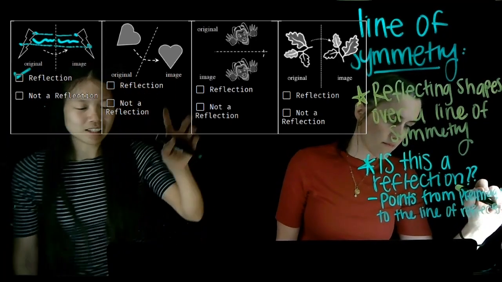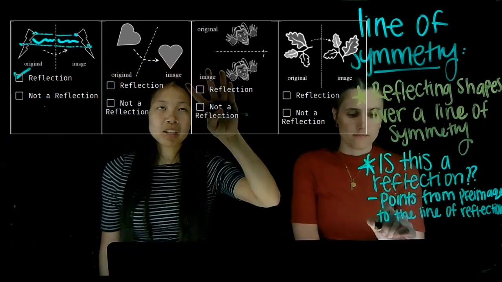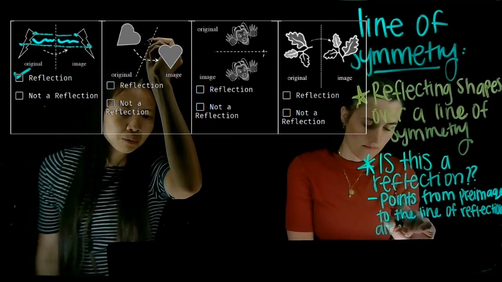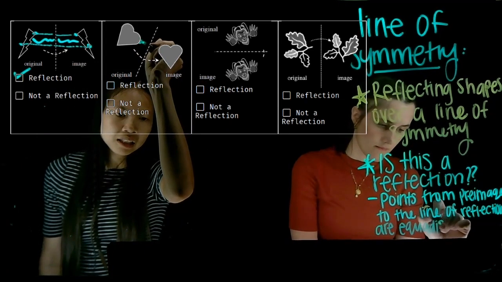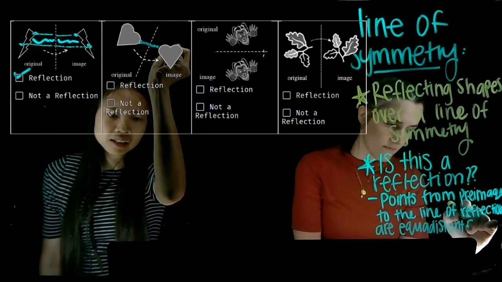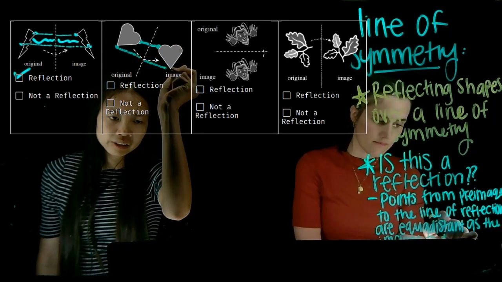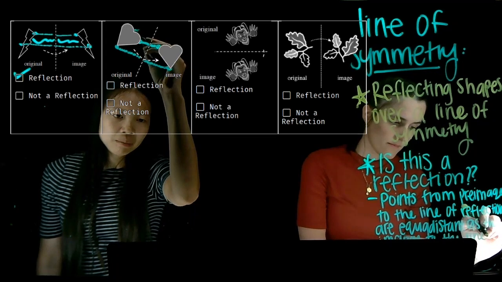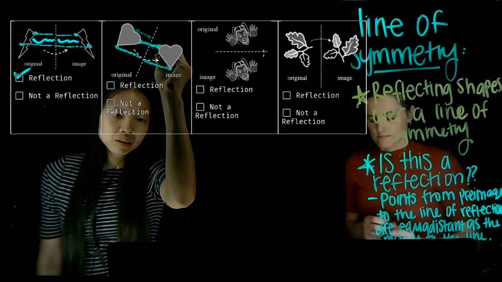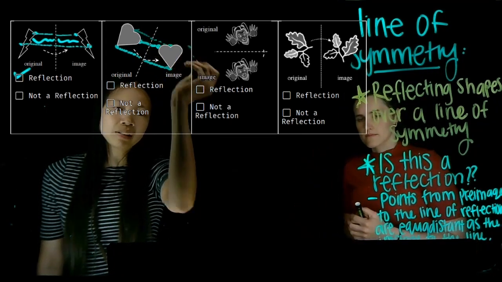All right, let's check out this next one here with this heart. Again, we can use that trick that Emma was showing us where we pick a point and see is this the same distance across as it is on this side? Looks like that is. How about the bottom of the heart? It looks like the image is the same distance away, and the image is flipped, right? The image is flipped here and here. So this definitely looks like a reflection.